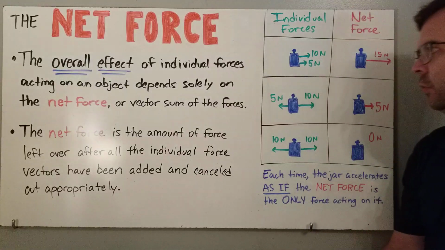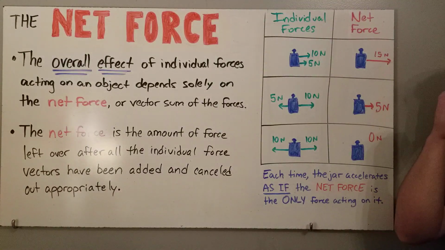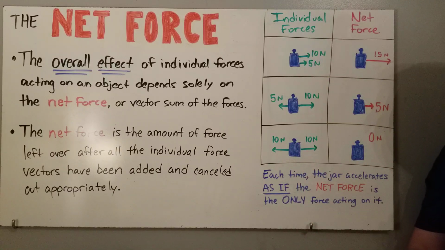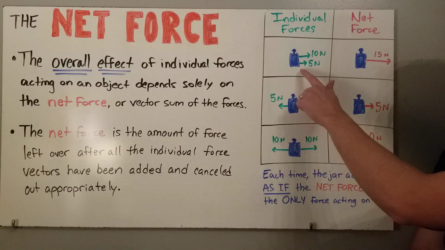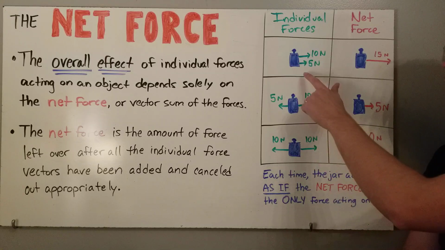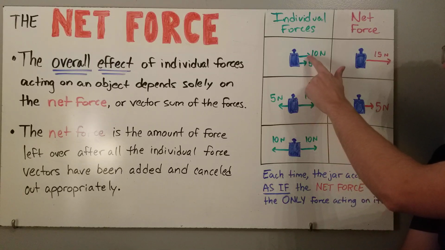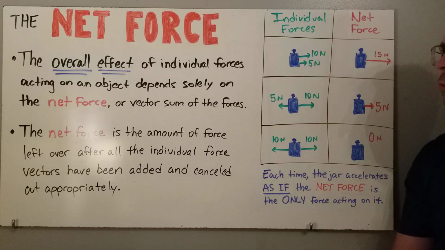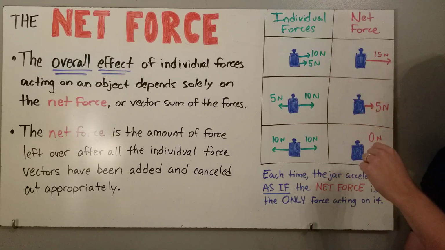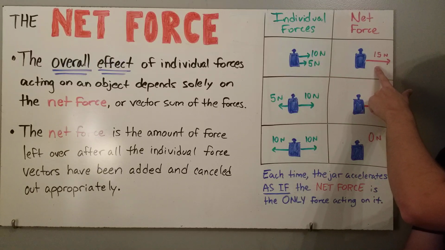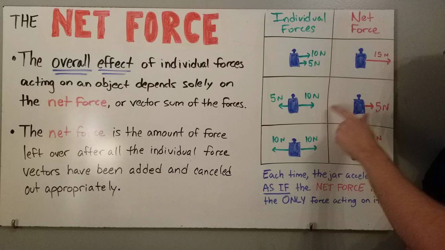So let's look at this example of a jar. On the left side of this table, there are three different examples where the jar is being pushed with two different forces individually. In the first one, we have a force of 10 newtons and a force of 5 newtons, both acting to the right. The net force, the leftover force, if you add these two together, since they're both going in the same direction, is 15 newtons to the right.